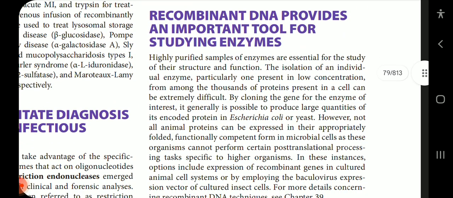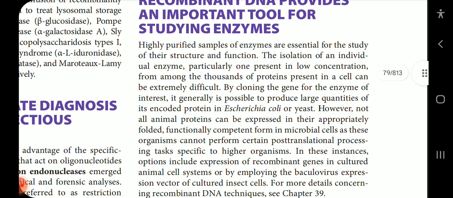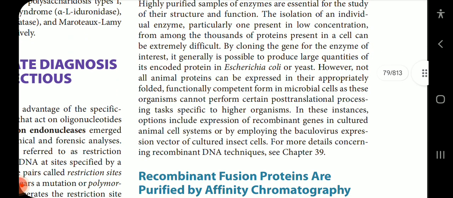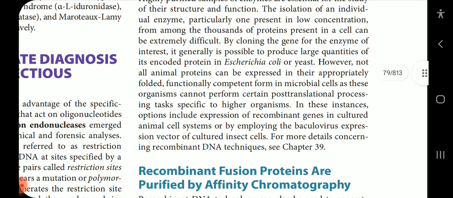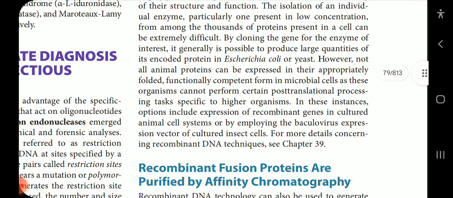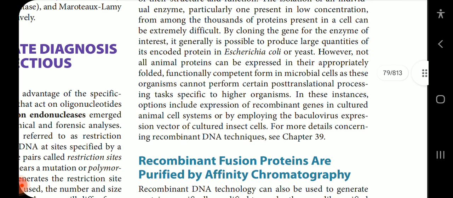Recombinant DNA provides an important tool for studying enzymes. Highly purified samples of enzymes are essential for the study of their structure and function. The isolation of an individual enzyme, particularly one present at low concentration among the thousands of proteins present in a cell, can be extremely difficult. By cloning the gene for the enzyme of interest, it is generally possible to produce large quantities of its encoded protein in E. coli or yeast.